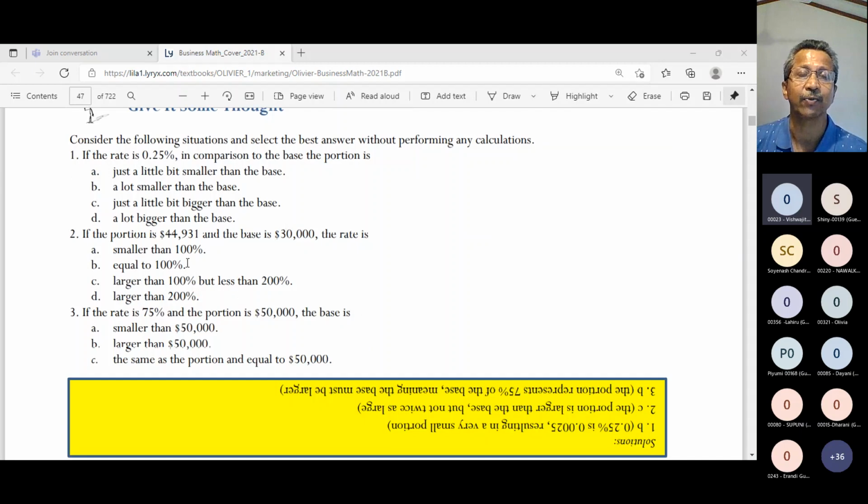If the portion is 44,931 and the base is 30,000, the rate is: smaller than 100%, equal to 100%, larger than 100% but less than 200%, or larger than 200%.